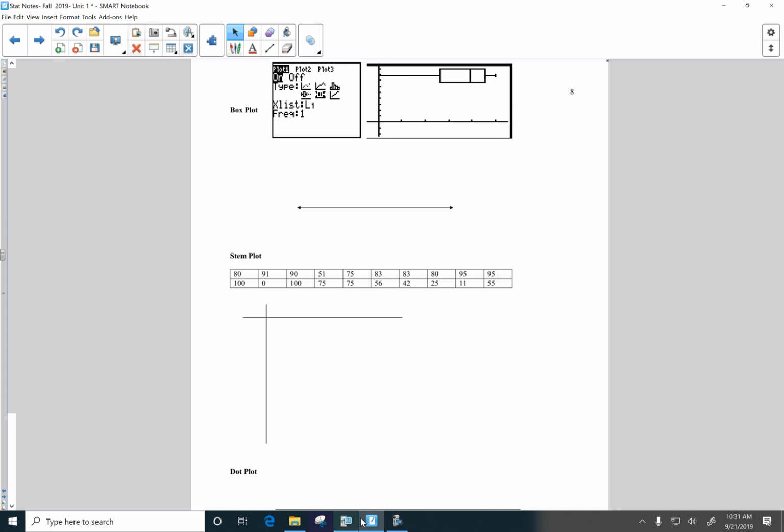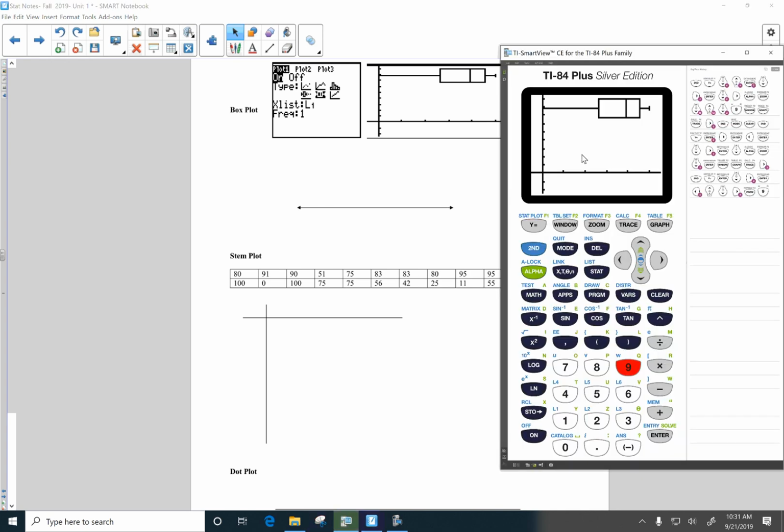Now, trace. Trace is the name of the game. So hit the trace key, and then you can hit the left and right arrows and get all the important values for your graph. We already know the important values for the data set. So we want to write these values down somewhere. I'll just put them in the margin somewhere.